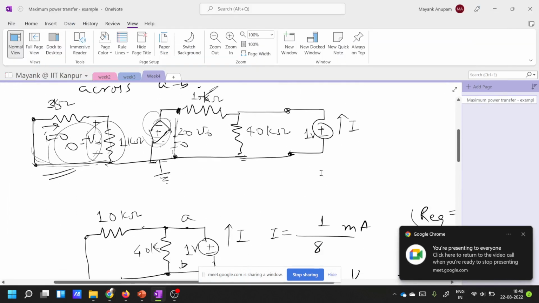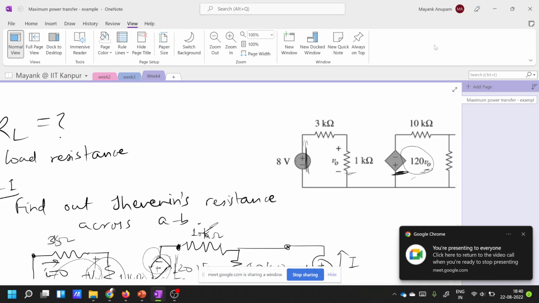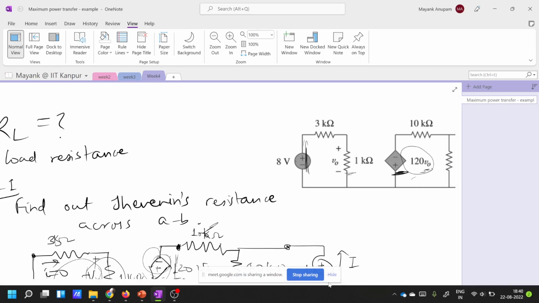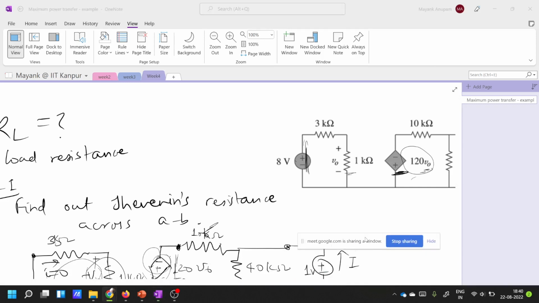Sir, can we apply this maximum power transfer theorem in AC circuits as well? Yes, same. So it is AC circuit, DC circuit. You only need to find out what is the total Thevenin voltage here and what is the total Thevenin resistance here. After that, you can apply it wherever you want to.